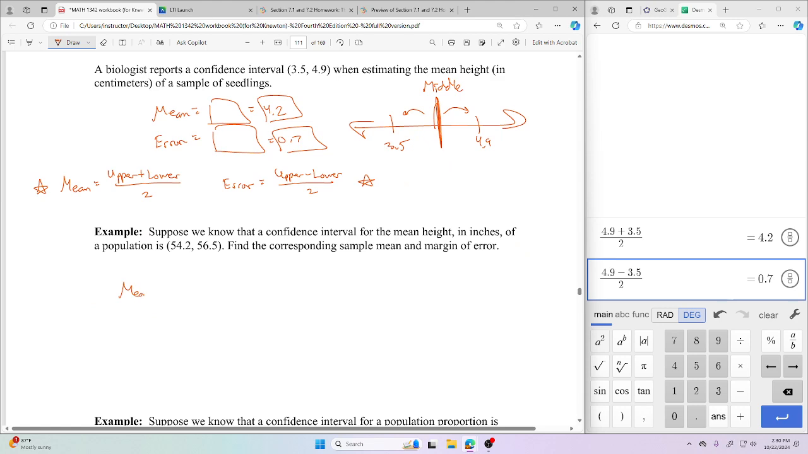So same thing here. Find the mean. Find the error. Sorry, error. Margin of error. Let's do it again.